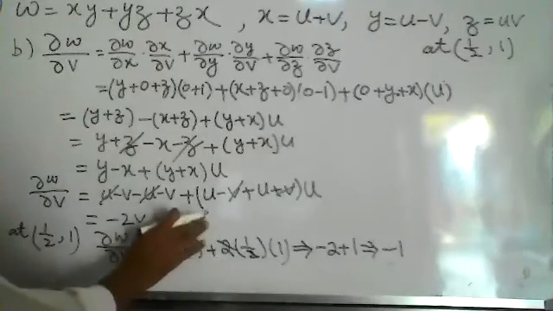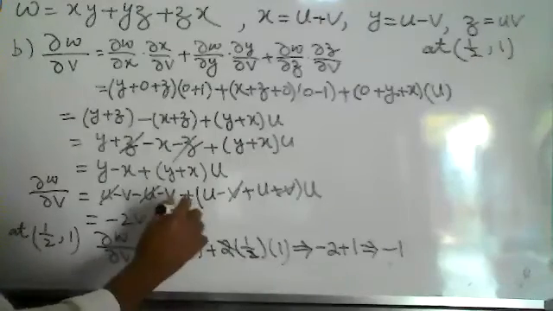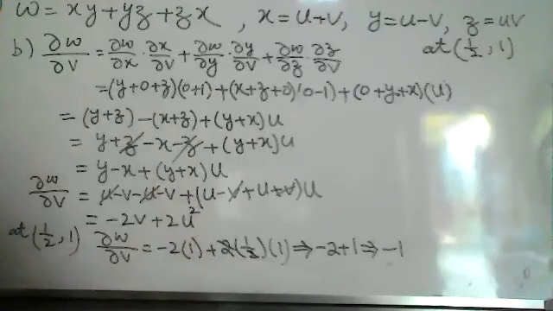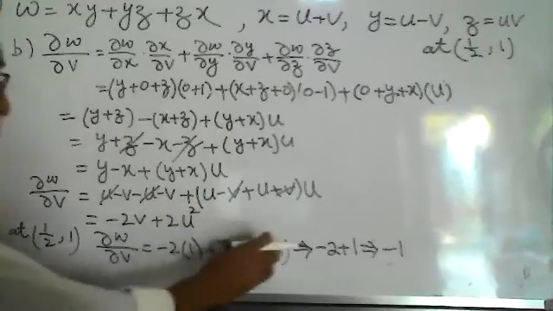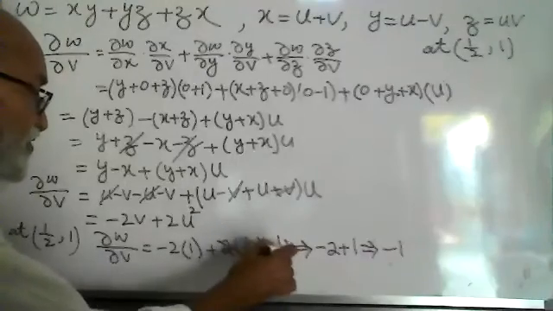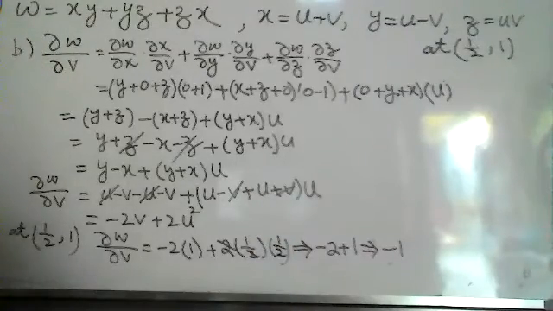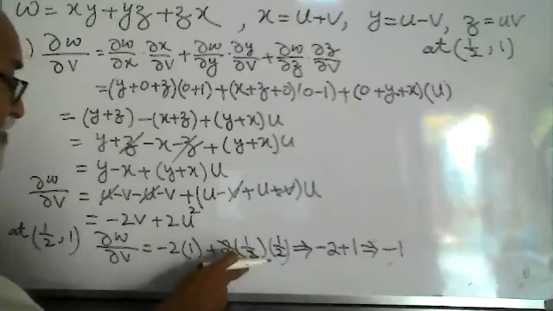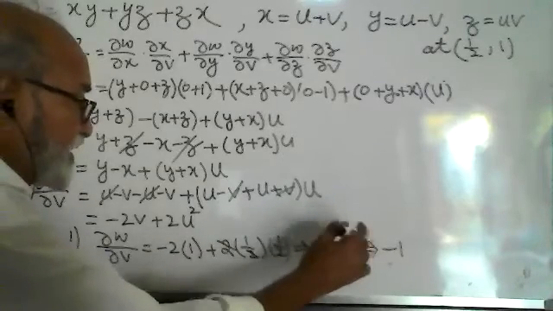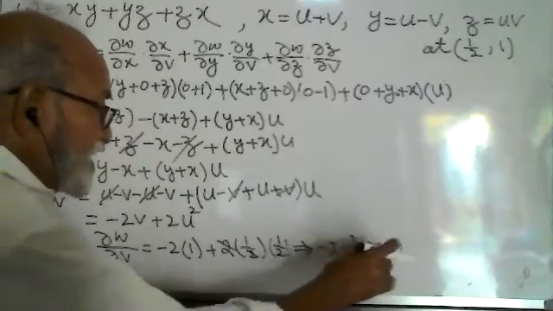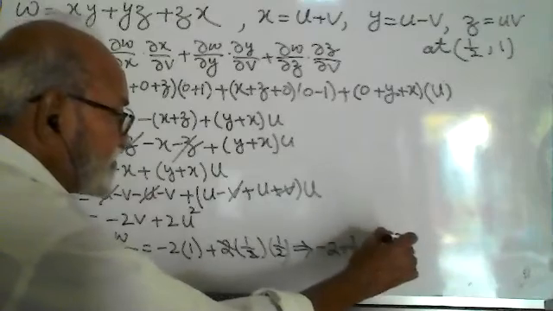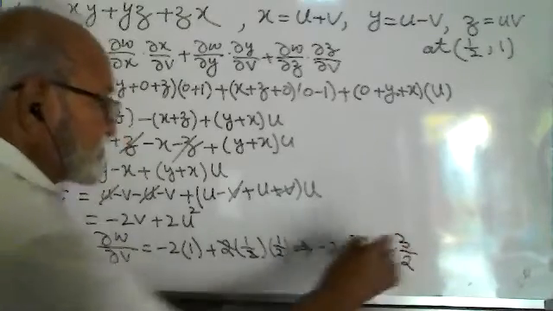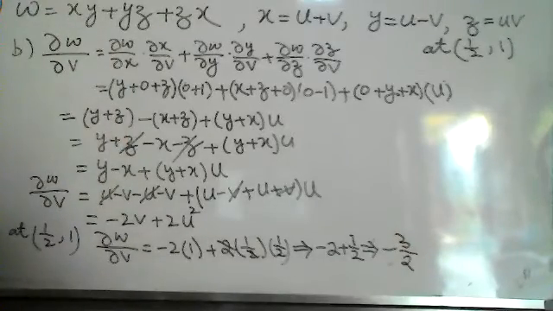You are right, this is not 2uv, this is 2u square, and when we put u square that is 1 over 2, or 1 over 2. So the answer will be, 2 is cancelled by 2, so 1 over 2, and the final answer will be minus 3 over 2. This will be the final answer.